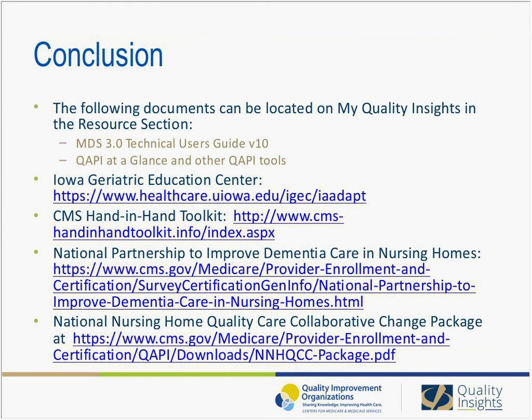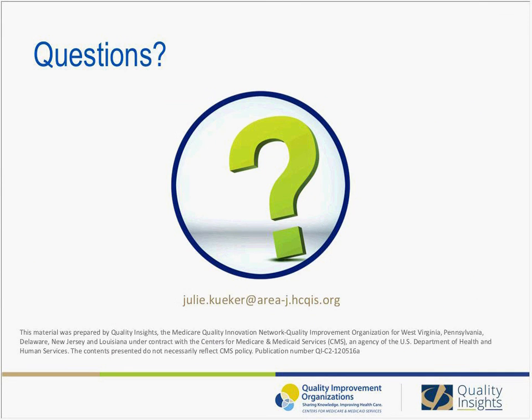We've included resources for you so that you can compare best practices to your current policy. You'll find listed that National Partnership to Improve Dementia Care, as I mentioned in an earlier slide. You'll find great tools at that Iowa Geriatric Education Center. And there is your link for the CMS hand-in-hand toolkit for that CNA education on difficult behaviors.